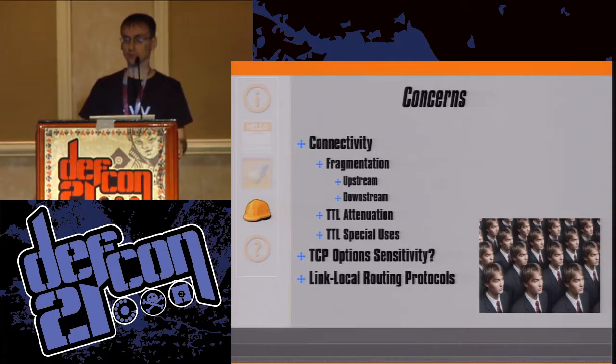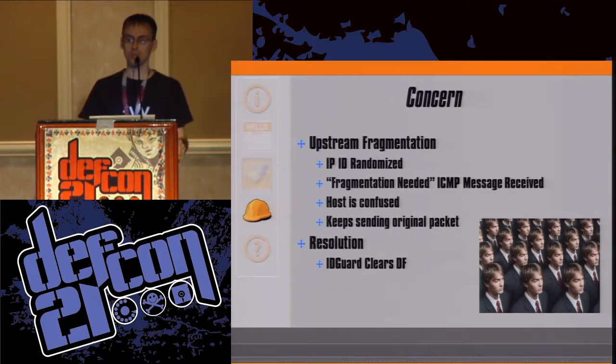Then there are also some concerns: upstream and downstream fragmentation, TTL attenuation, that's just what I'm calling it, probably not accurately described, but you'll understand what I'm talking about in just a second. TTL special uses, as we saw before, the traceroute, and TCP option sensitivity, and how about link local routing protocols, okay, especially RIP.